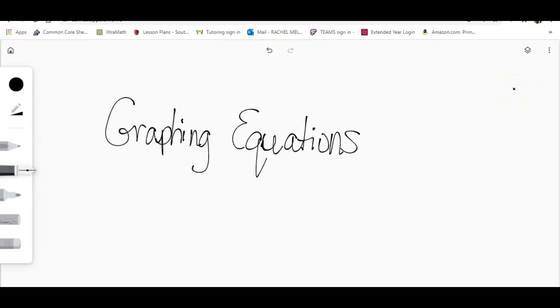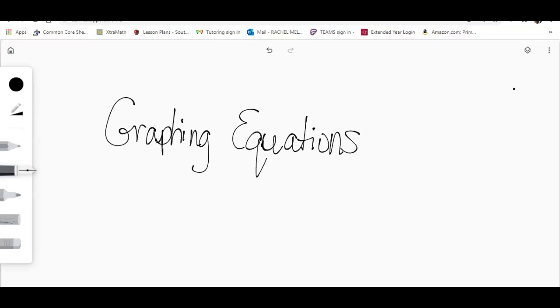Okay, so today we will continue on with our graphing. Specifically, we are going to be graphing equations. So this could be additive or multiplicative equations today. Okay, so we did one on Friday and we did the other on Monday. So today it could be both.